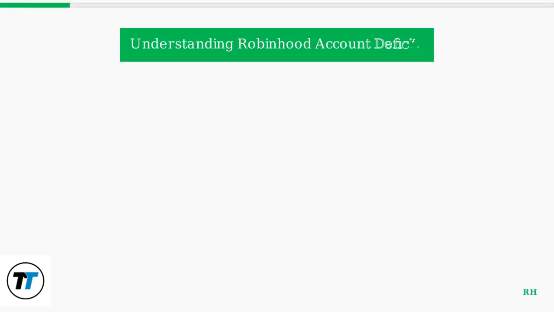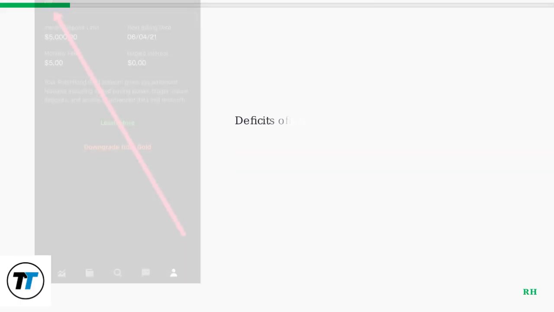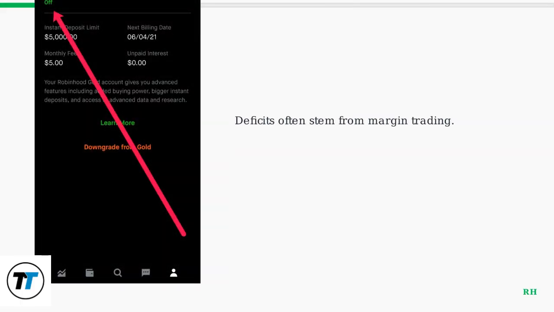Robinhood account deficits are financial shortfalls that can occur in your trading account, typically manifesting as a negative balance, margin call, or cash restriction. These issues commonly arise from options trading, margin trading, or sudden market volatility. Robinhood provides margin investing, which allows you to borrow against your portfolio value to make larger trades.